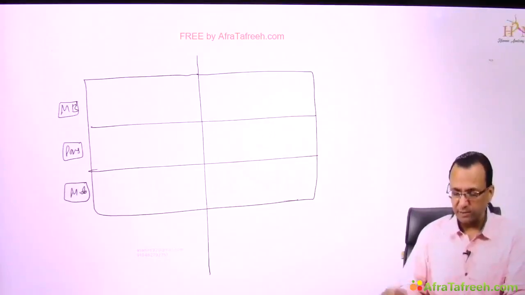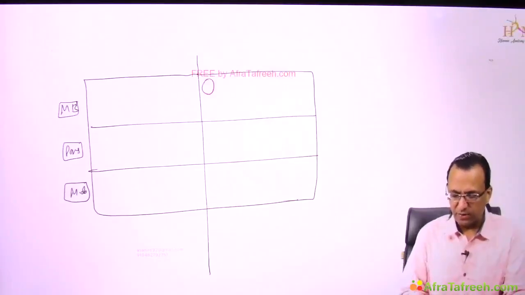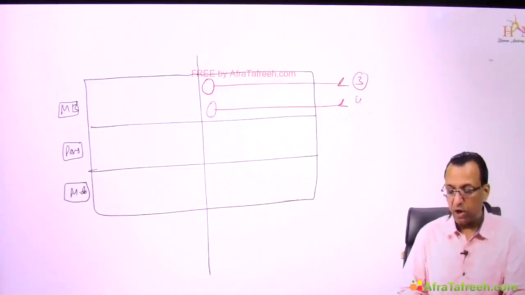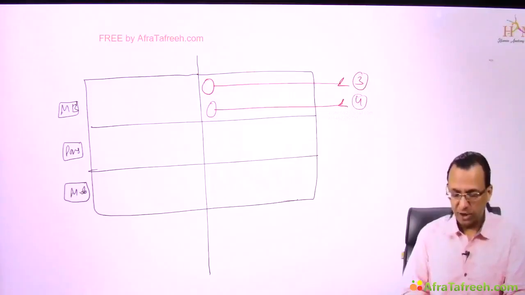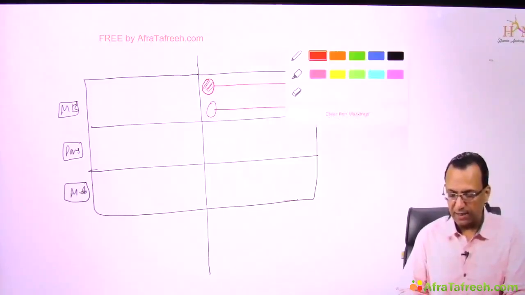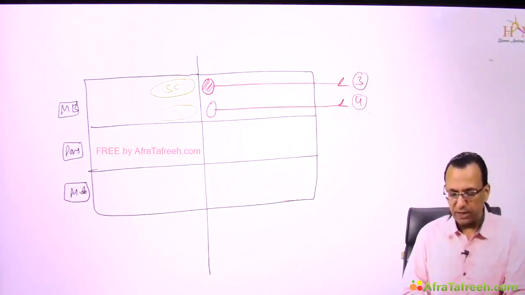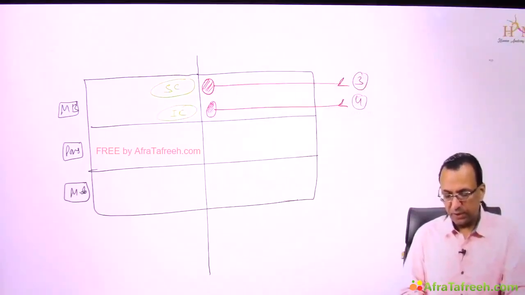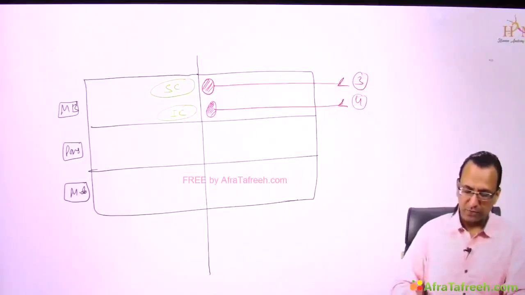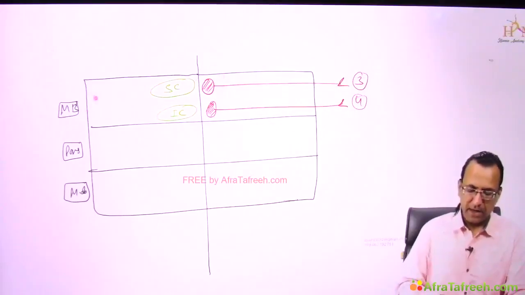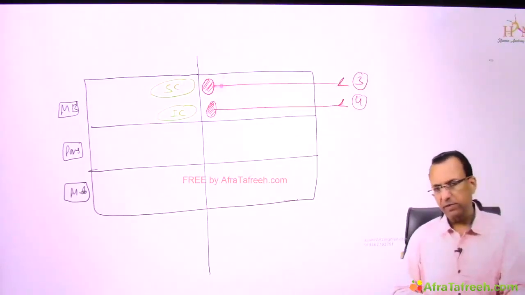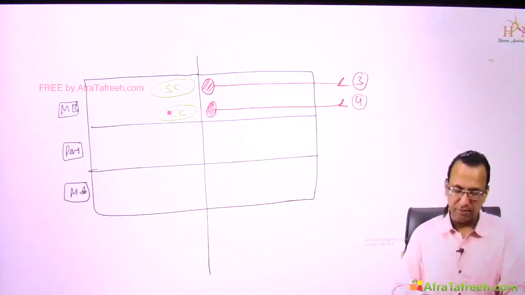Yes, and then you can tell this is the third nerve nucleus giving the third oculomotor nerve. This is the fourth nerve nucleus giving the fourth trochlear nerve. As you understand, the third nerve nucleus is at the level of superior colliculus in the midbrain, and the fourth nerve nucleus is at the level of inferior colliculus. This is the number 3, 4 coming from the midbrain.